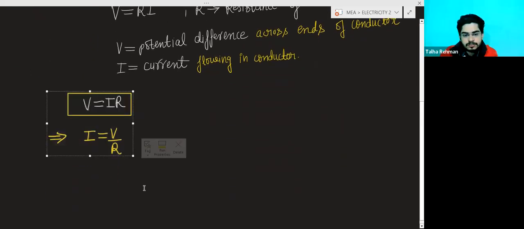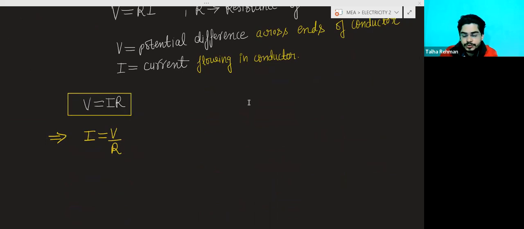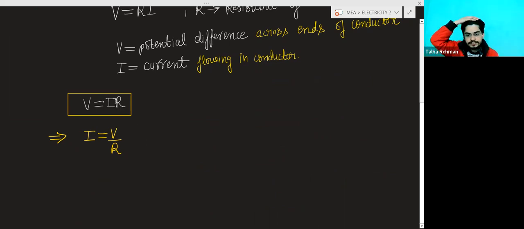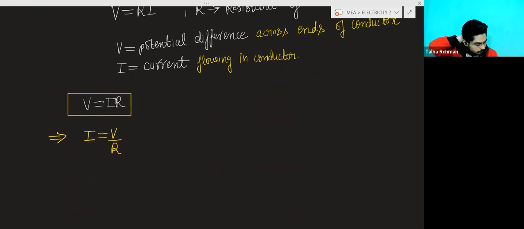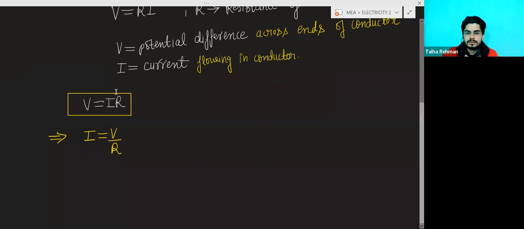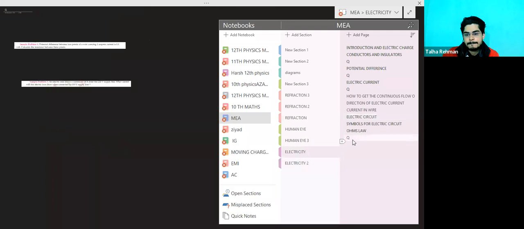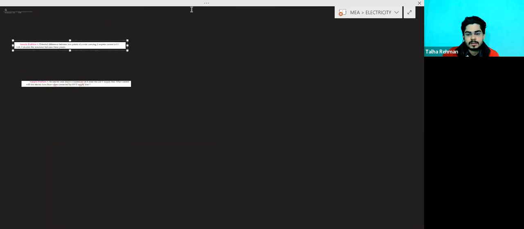So write down this also. Then we will move to the numericals. You have to remember this relation: V is equal to IR. Potential difference, current, and resistance. Just wait 1 minute.